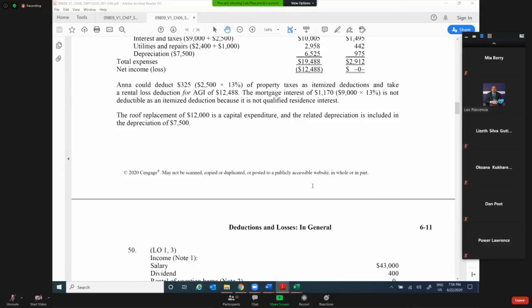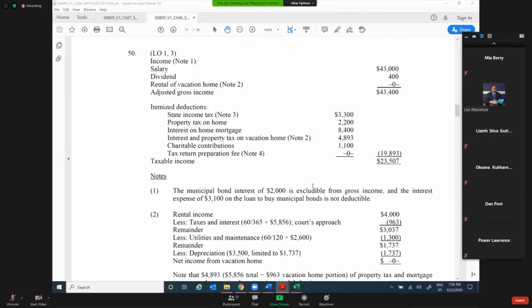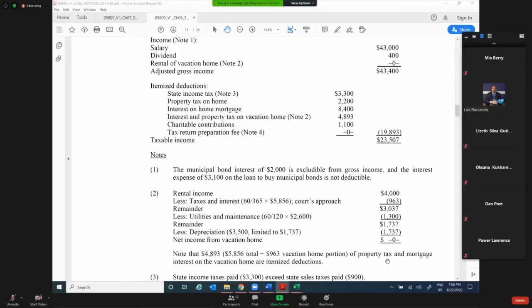Yeah, either way, they're actually at a zero net loss. All right, let's actually spend some time using the tax court method. Again, 60 over 365, so of the 5,856, 963 is allocated here, right? 5,856 minus 963, that's how we got the 4,893 on top.